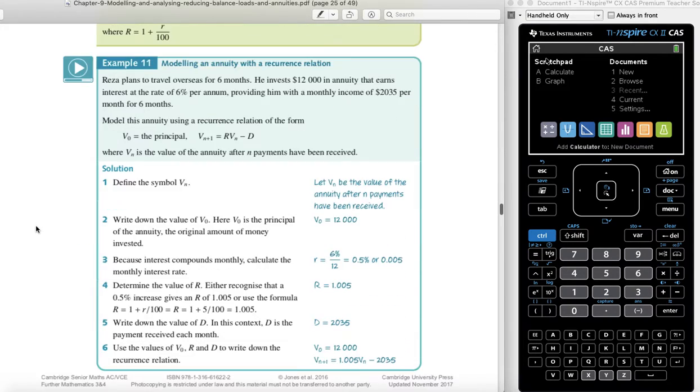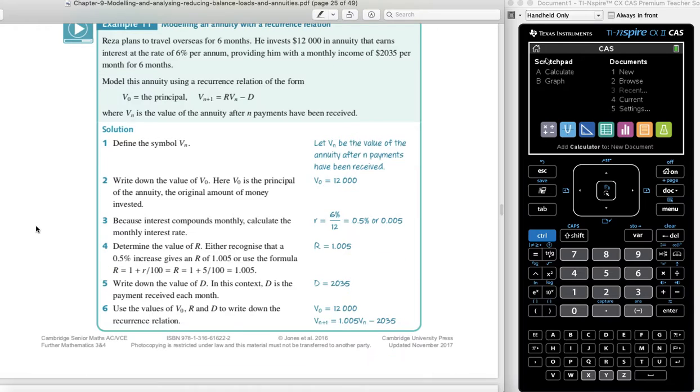So here's an example of what we're going to be doing today. Reza plans to travel overseas for 6 months. He invests $12,000 in an annuity that earns interest at the rate of 6% per annum, providing him with a monthly income of $2,035 per month for 6 months. Model this annuity using a recurrence relation of this form. Remember, we've got the principal, next term, rate, previous term, minus the payment received, where Vn is the value of the annuity after n payments have been received. So whether it's first, second, third, fourth payment, etc.